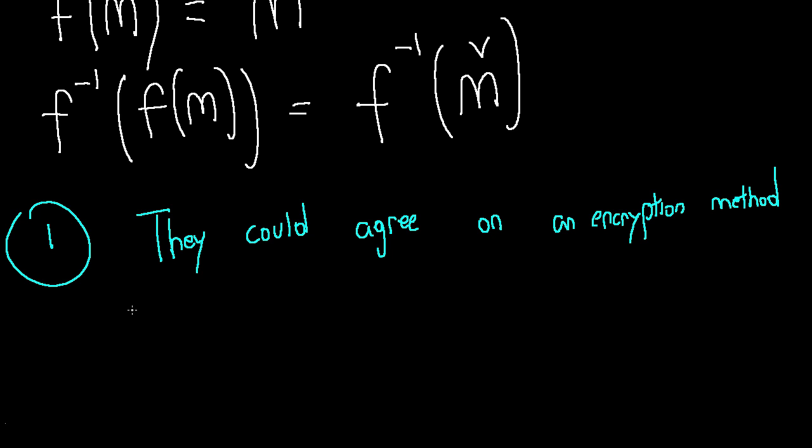Another way is that they could use, let's say if it was an actual message, they could just use letter frequencies. They could just go ahead and change the message. So what if they shift the letters?